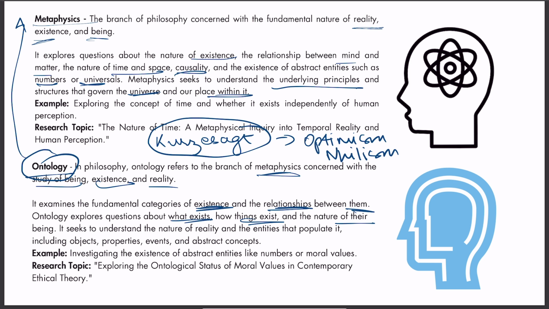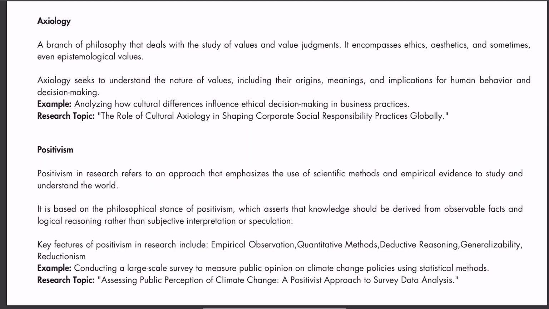The kind of research under this would be philosophical research, analytical research. Then axiology, a branch of philosophy that deals with the study of values and moral judgments. All right, it seeks to understand the nature of values, including the origin, meaning, and implication for human behavior.